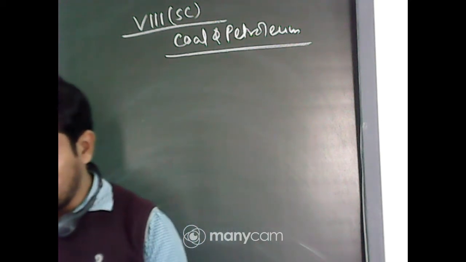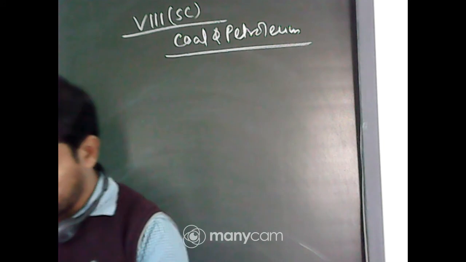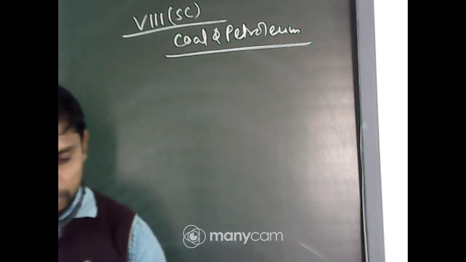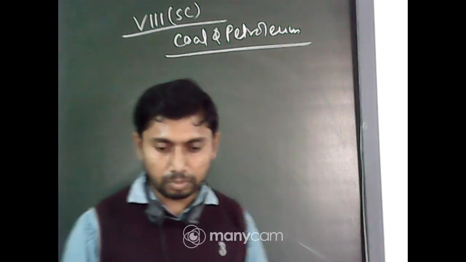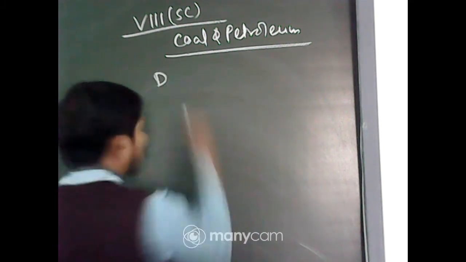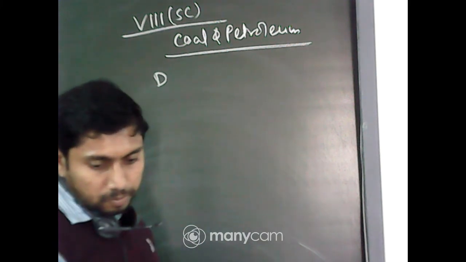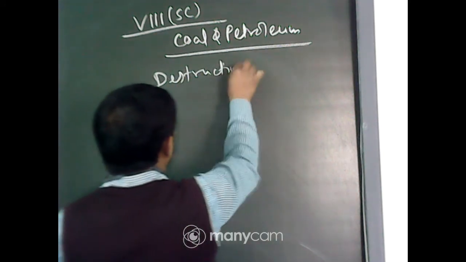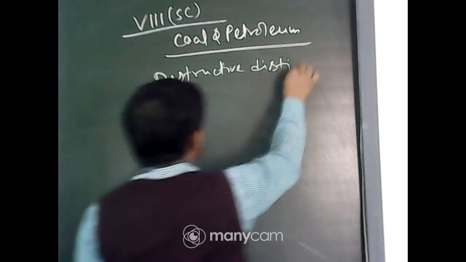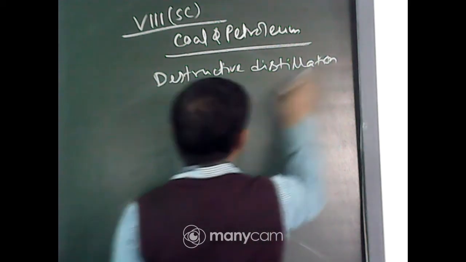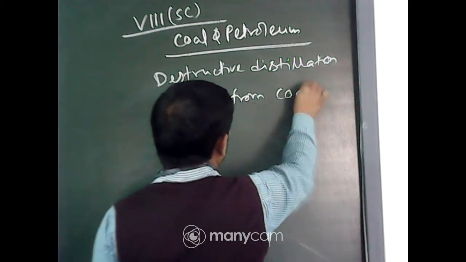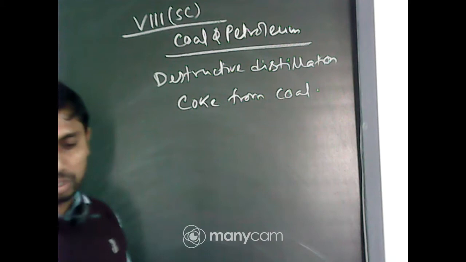What is fractional distillation? Destructive distillation is used to produce coke from coal. Okay. Now today I will show you one.